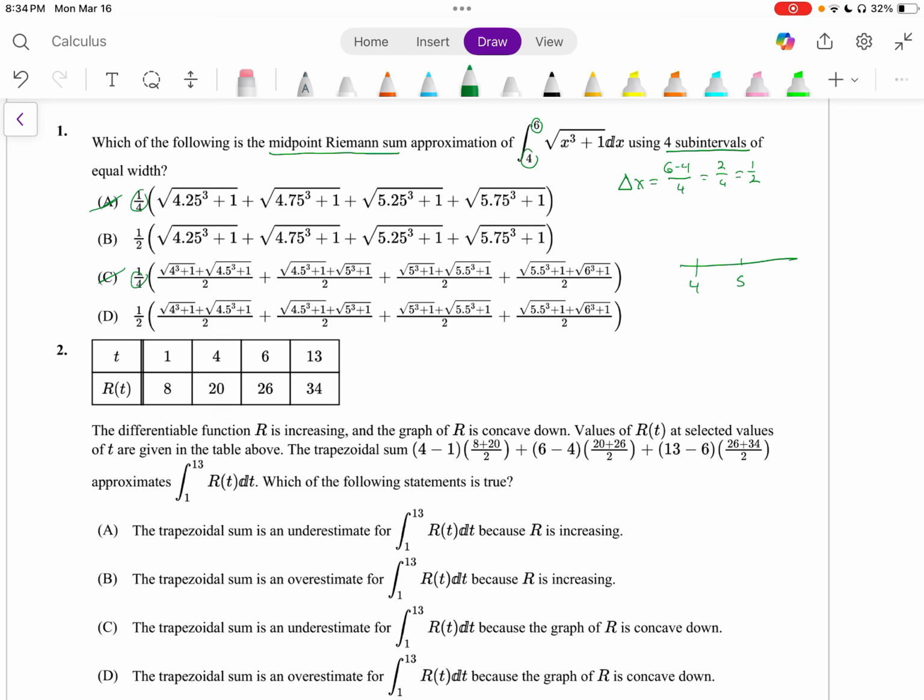4, 5, 6, and we have 4 subintervals. So let's split into 4 parts. So we want the midpoint. So this line here is 4.5. So we want to put in 4 1/4, 4 3/4, 5 1/4, 5 3/4. And so it looks like we have putting 4 1/4, 4 3/4 into our function here. So the answer there is B.